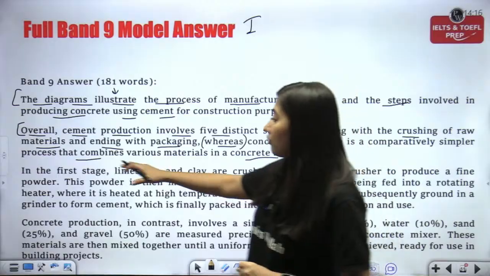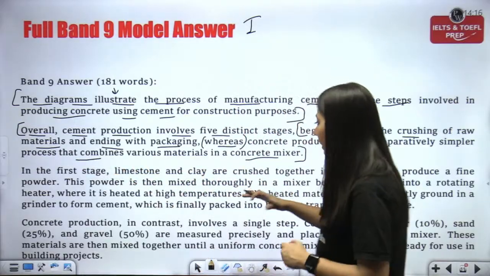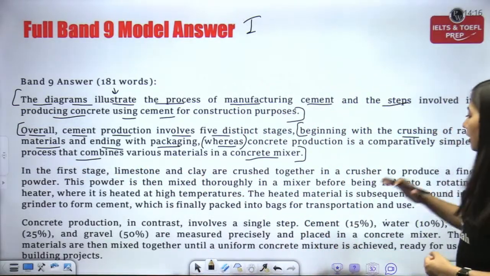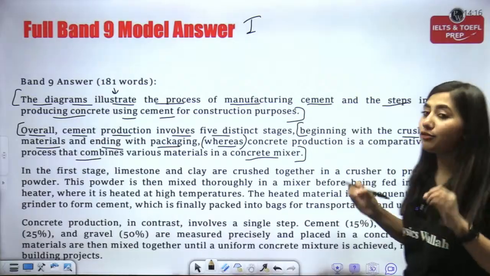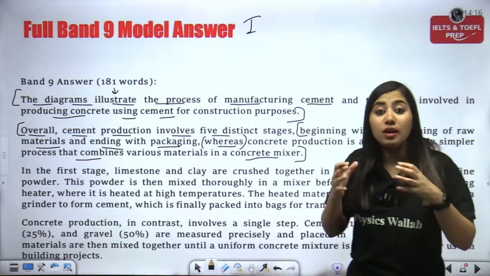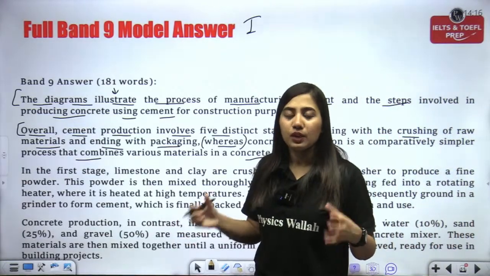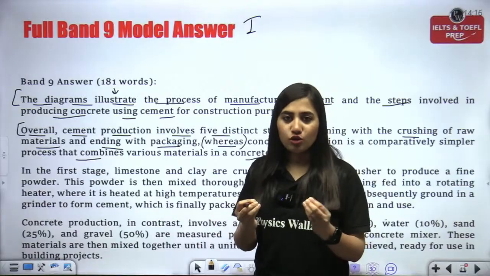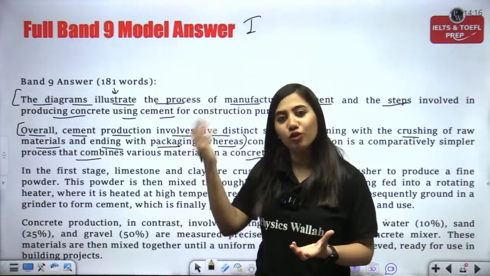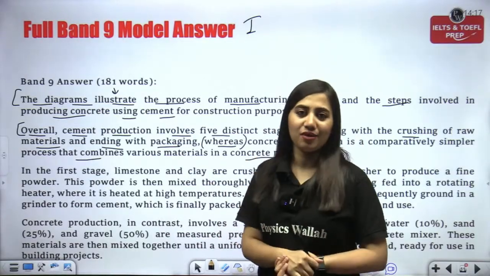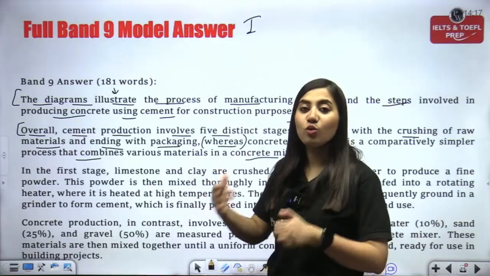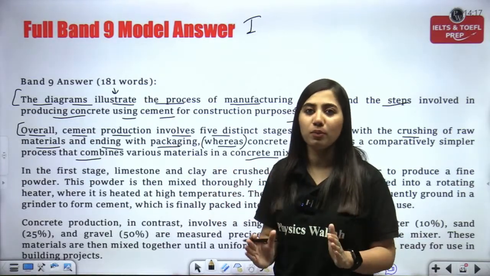So yes, in the first stage, limestone and clay are crushed together in a crusher. Now here you have to describe each stage precisely. Here you have to elaborate. Don't just go briefly describing like an overview paragraph. That was an overview paragraph. Since it's the body paragraph, you have to describe each stage properly.